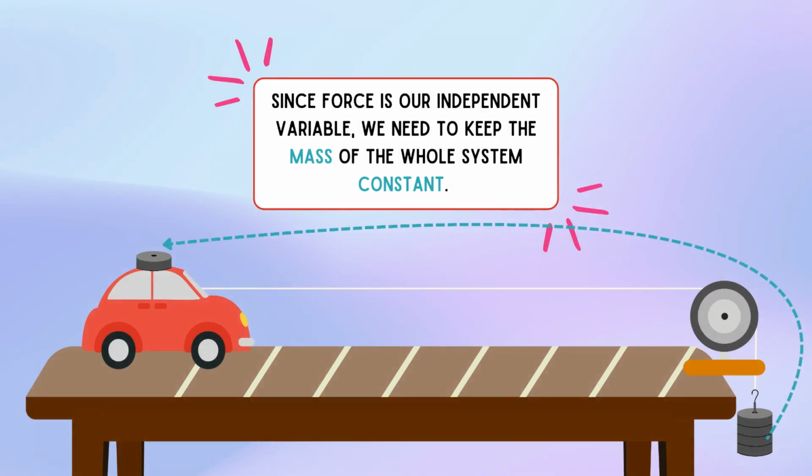In this case, let's remove 20 grams of the mass from the hanger to reduce the force that is acting on the toy car. Remember, we now need to add that 20-gram mass to the top of the toy car to keep the mass of the whole system constant. This allows us to isolate force as an independent variable.